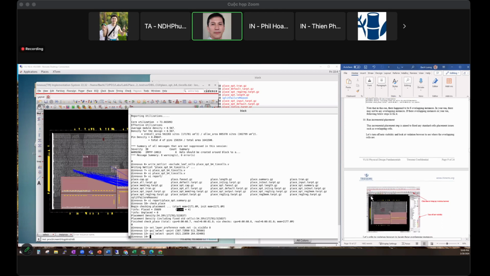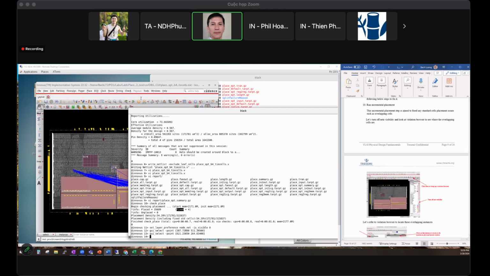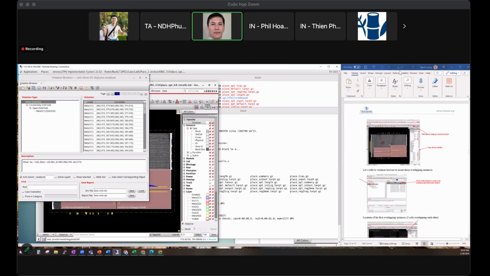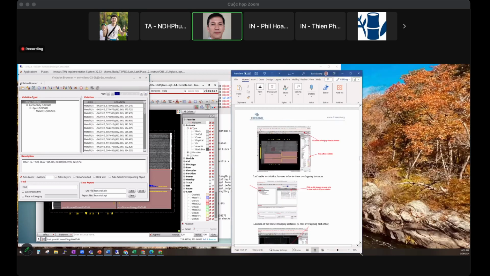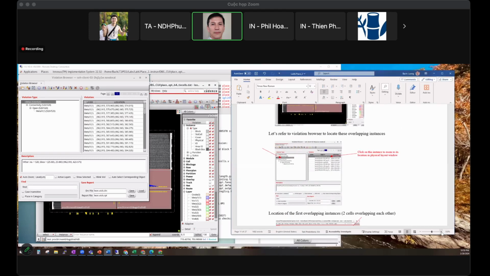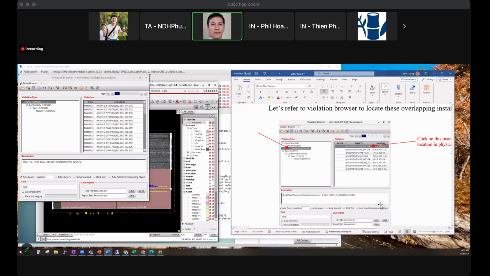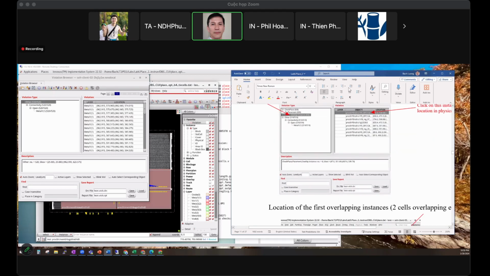I don't have it here, but this is called the violation browser. If you do have overlaps, it will show up here as overlap, like I showed you in the lab. It's a little small, let me open it. When you check place, it shows 8 instance overlap here, and you can click on it, and it'll bring you to that instance in the floor plan in the physical view. So once I click this, it brings me to this. You can see there's overlap right here.